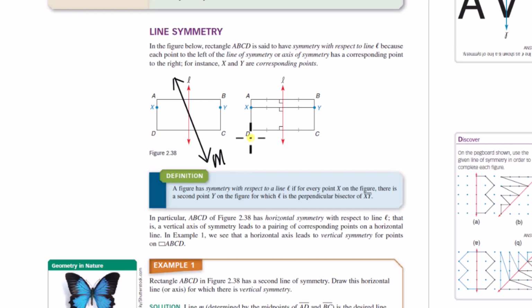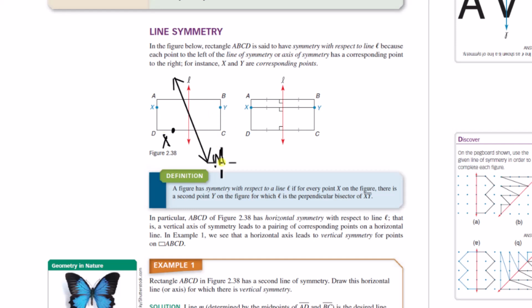Okay, so if it's going to be symmetric with respect to this line, M, then we have to pick any point on the rectangle, and this analysis can't fail for any point on the rectangle. So we pick, let's do this point here. Okay, we'll call this point X. What they're saying is that this has to have a corresponding point. If you can find one point on the figure that doesn't have a corresponding point with respect to the line you're analyzing, then it's not symmetric with respect to that line.